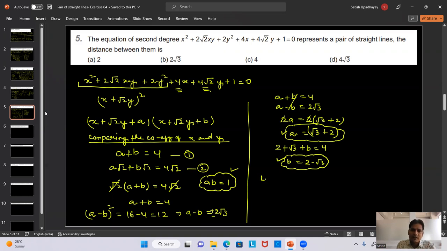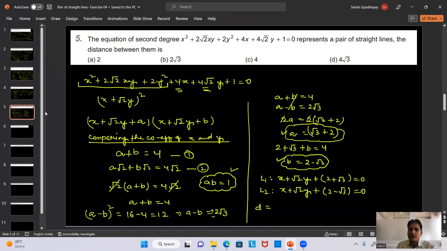Our equation of the first line is x plus root 2y plus a, and a is 2 plus root 3, so 2 plus root 3 equal to 0. And the equation of the second line is x plus root 2y plus 2 minus root 3 equal to 0. So basically these two lines are parallel lines, right? So what will be the distance between them?